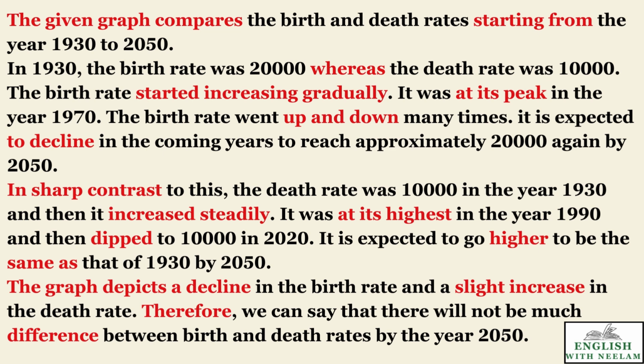The given graph compares the birth and death rate. What is the graph about? Introduction part. It compares the birth and the death rates starting from the year. Which year? Okay, you can go to the graph again. 1930 to 2050, a period of 120 years. In 1930, the birth rate was 20,000, whereas, use of whereas, the death rate was 10,000. The birth rate started increasing gradually, use of these expressions. It was at its peak in the year 1970, and birth rate went up and down many times.